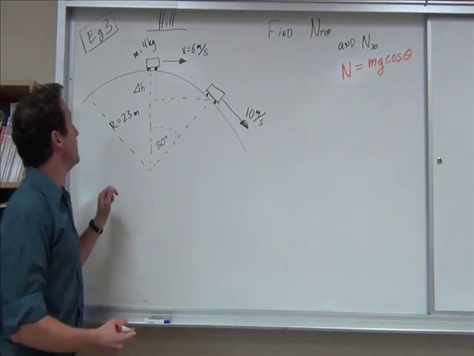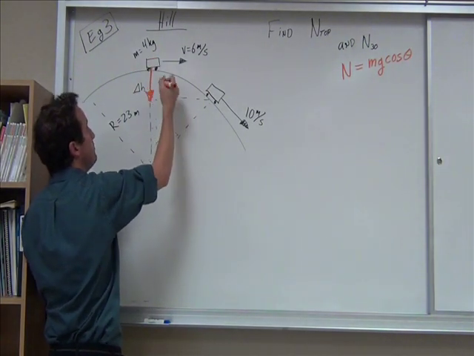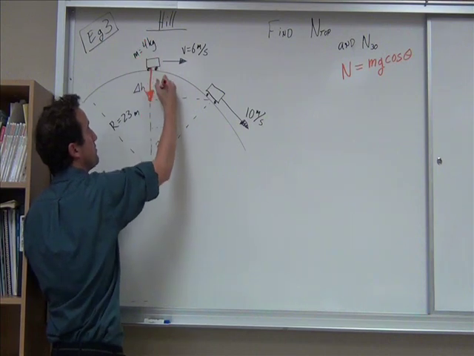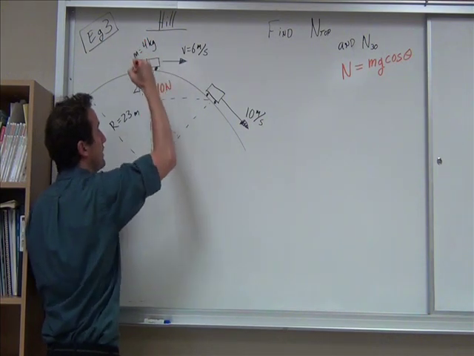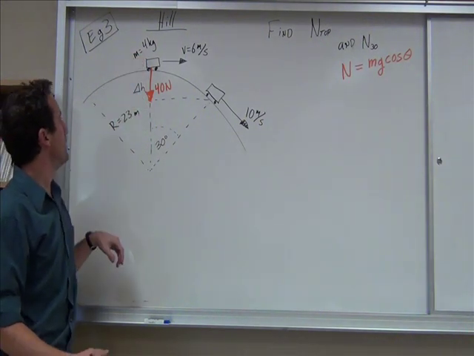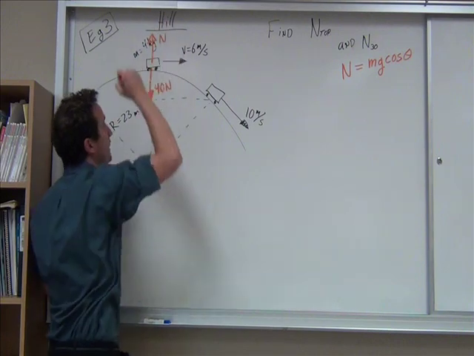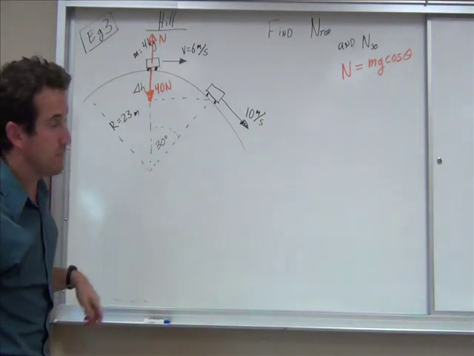Take a look up here. We have the force of gravity pulling straight down, mg. It weighs 4 kilograms, so it's 40 newtons of gravity. And that also happens over here. But let's focus on this one first. Up here we have also the normal force pushing it up, and we wonder which one's bigger.